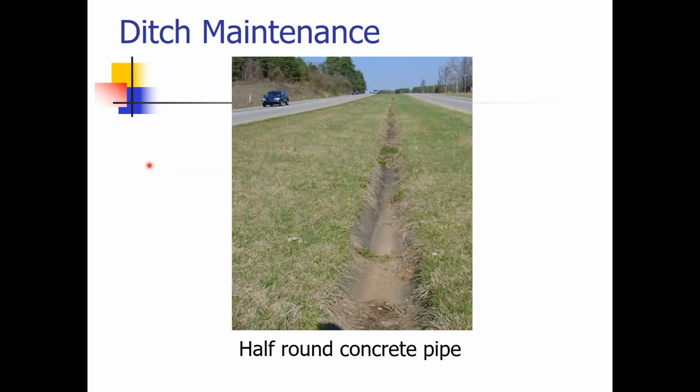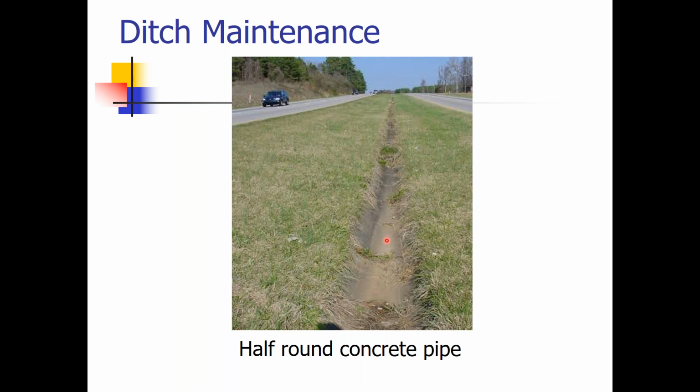Some areas have chosen to use the half round concrete pipes. These are good if the water is going to flow down in it. It's going to handle a good velocity of water. But again, as we can see from this picture, you want to make sure we do not have these areas blocked. They need to be cleaned so the water can flow properly and gotten out of the way.